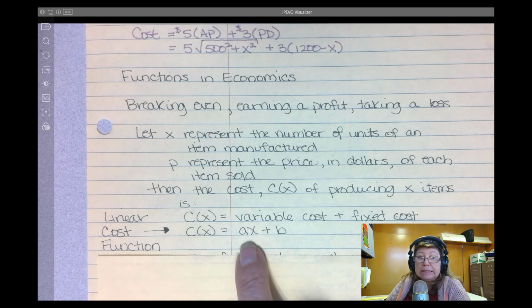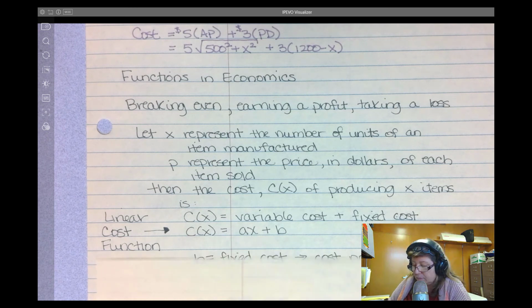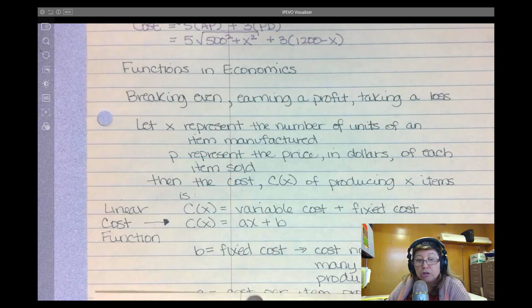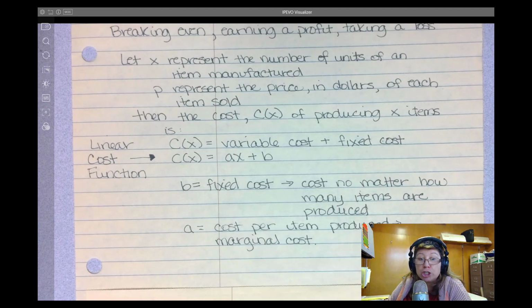This is what's called the linear cost function. So B is the fixed cost, the cost no matter how many items are produced, and A is the cost per item. It's also called the marginal cost. So A is the marginal cost, and that marginal cost times the number of units is going to be our variable cost.